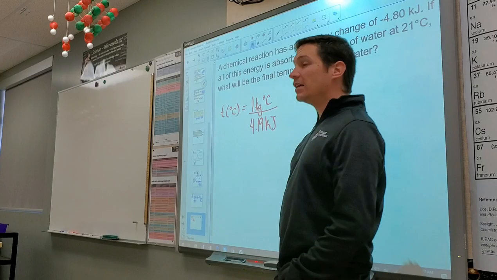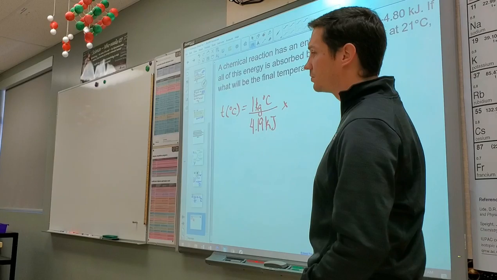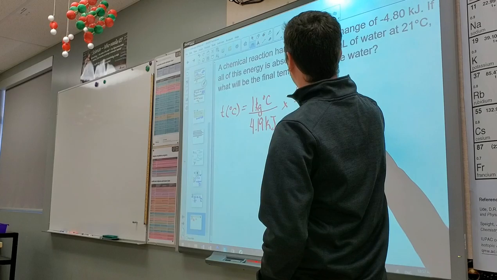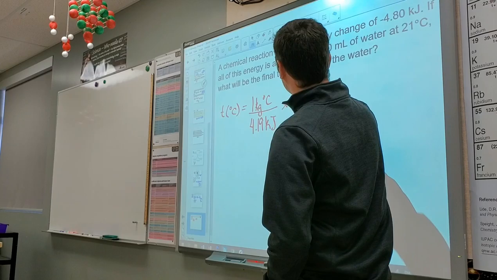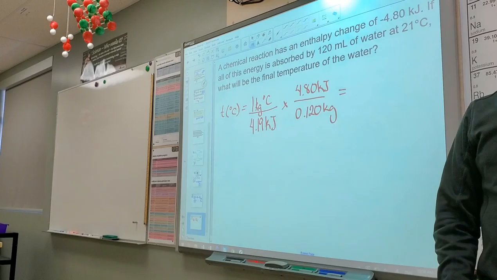So 1 kilogram degrees Celsius, 4.19 kilojoules. So it still takes 4.19 kilojoules for every kilogram to raise it by a degree. And so what are all the units that we have to cancel out? Kilojoules, 4.80 kilojoules, and kilograms, right? So 0.120 kilograms.